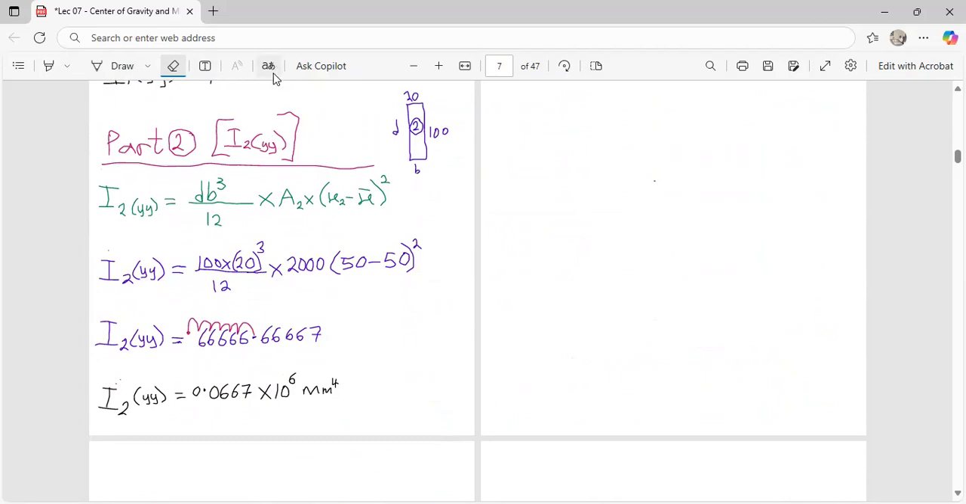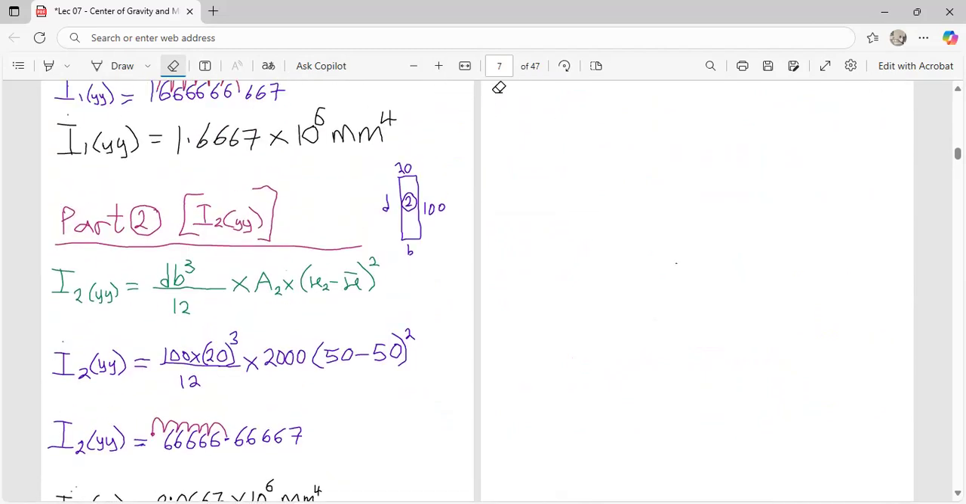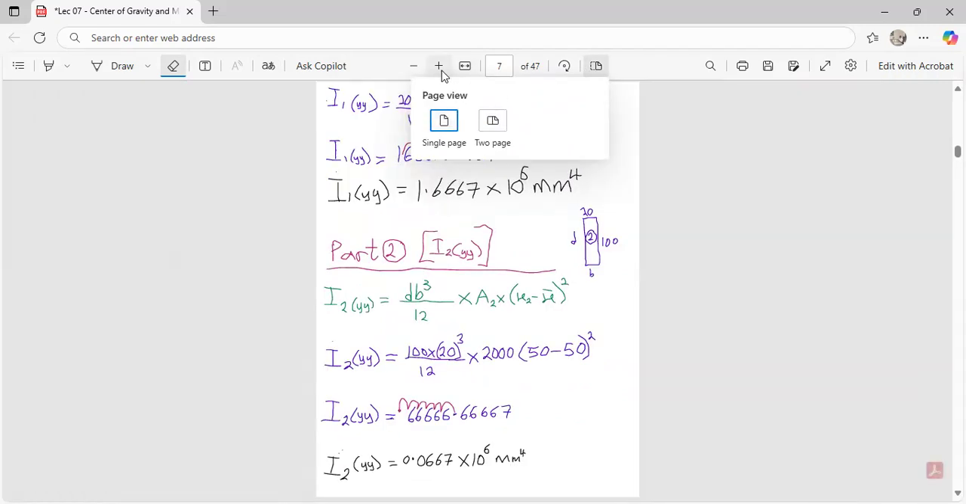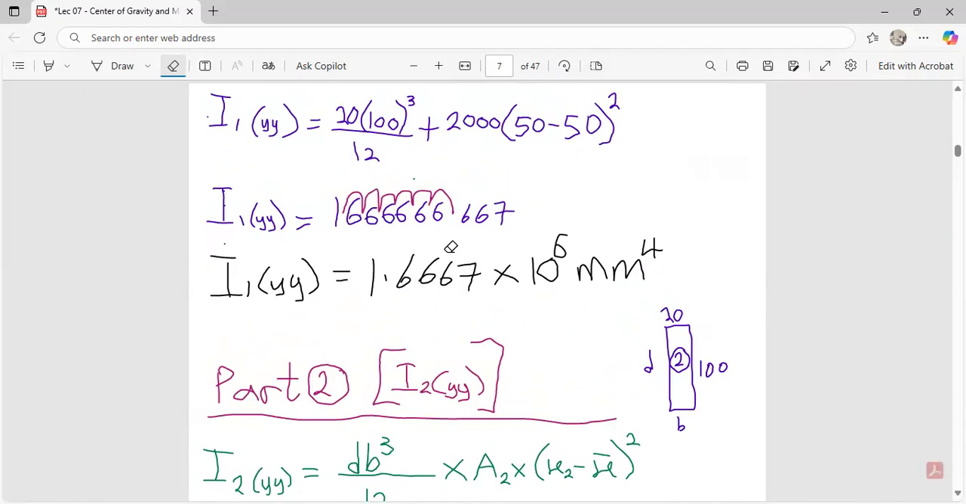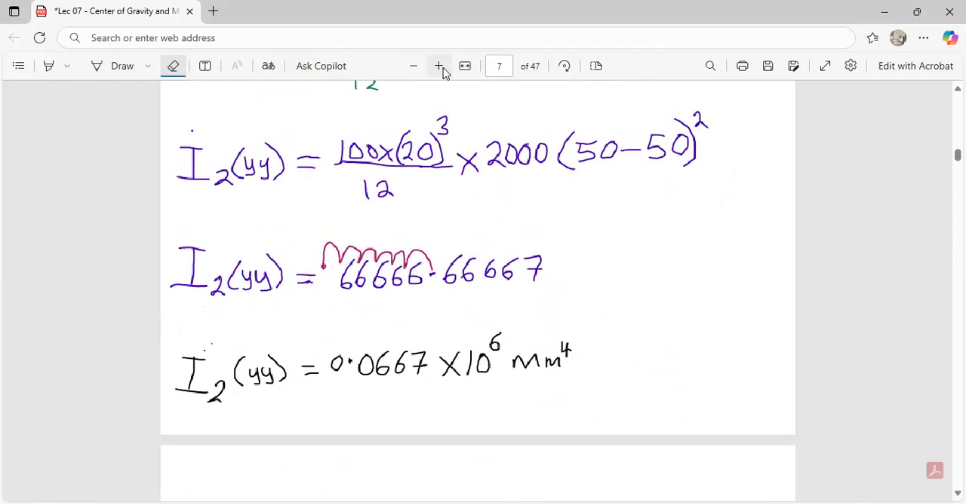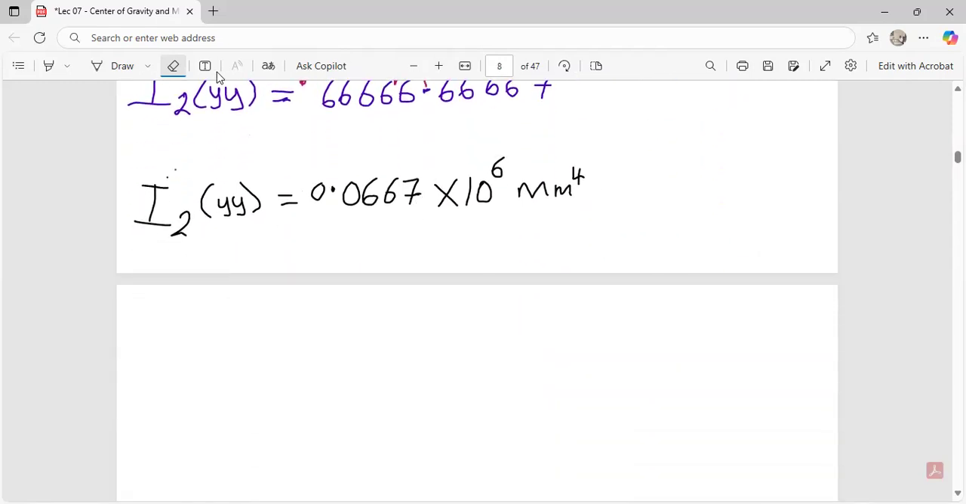So finally, what are we supposed to do? We are supposed to just come and add our two parts, just as we've calculated for it. So our total is now going to become what?